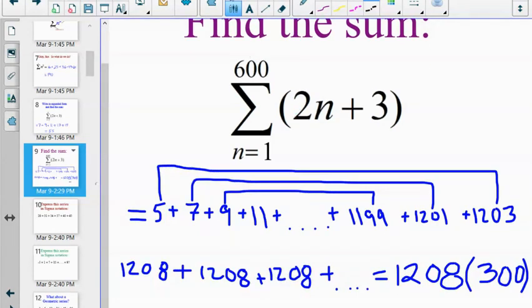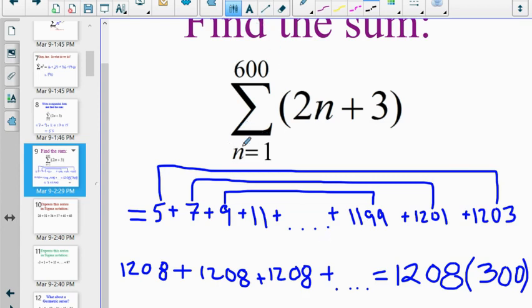So I can actually plug this into my calculator. I've already done that, so I'll just cheat. Well, that's not the right answer. I must have changed this problem. I'm just going to plug in my calculator, 1,208 times 300. I do remember I changed that from a 2 to a 1 because I wanted an even number of terms. And I get 362,400. Wow, cool.